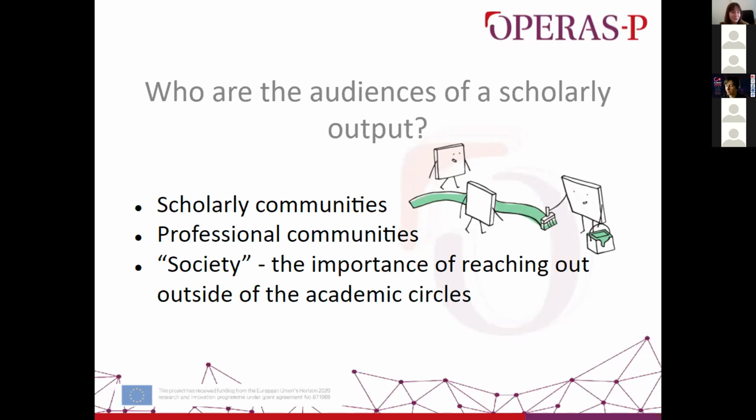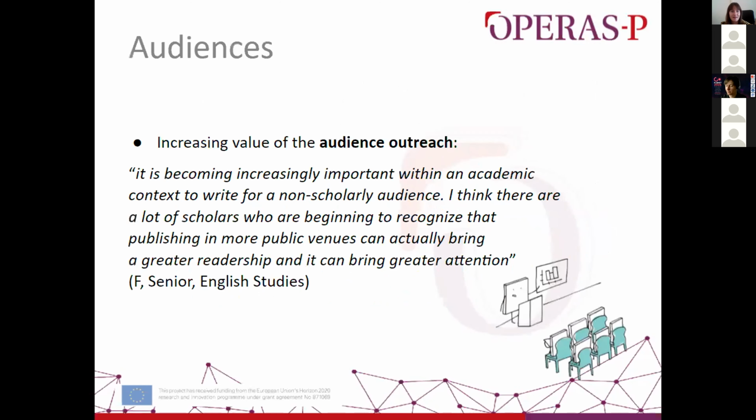And then there's this third group, which is very general, of course, because it's society. The assumption that our interviewees had was not that everybody would read it or that it would become a bestseller, but there was this idea of social impact that a lot of scholars shared, and also of popularization activities. So having certain bits of what we're doing for broader audiences who might be interested in finding out about our research. And so there is a certain increasing value of audience outreach.